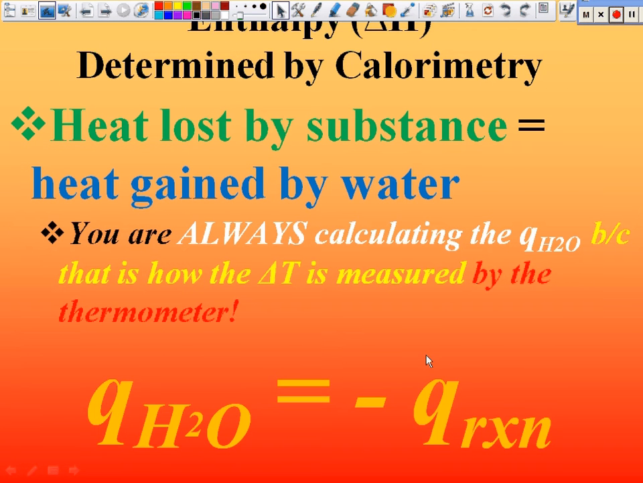So whenever you calculate Q, what are you actually taking Q of? Remember, where's the thermometer in? The thermometer's in the water, but what is the question asking you for? The Q of the reaction, right? So how are the Q of the water and the Q of the reaction related? Equal, but opposite. And I'm telling you now, that's going to get you on some of these questions that we're going to go through, okay?